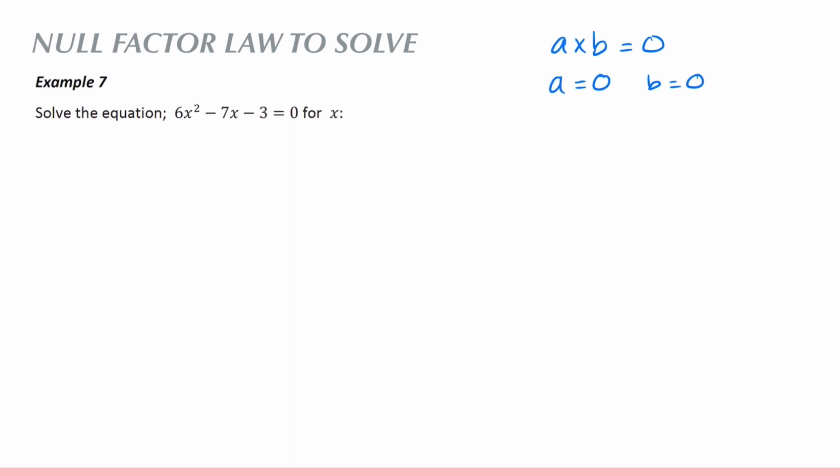And that's exactly the concept when we factorize. When we factorize something, we end up with two brackets. So it's like two numbers being multiplied. So either this bracket needs to equal 0 or that bracket needs to equal 0. And that's how we go ahead and solve.